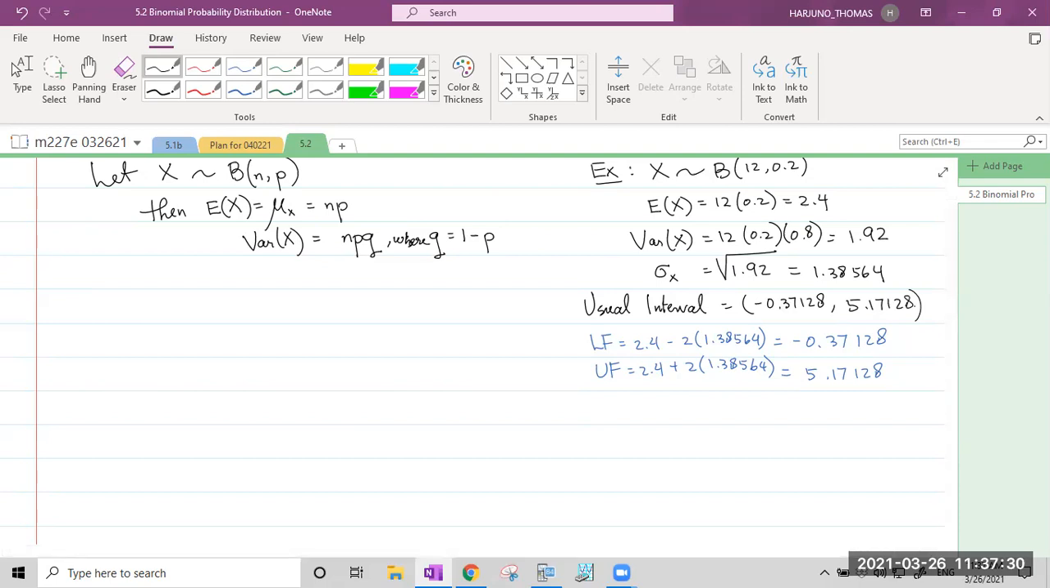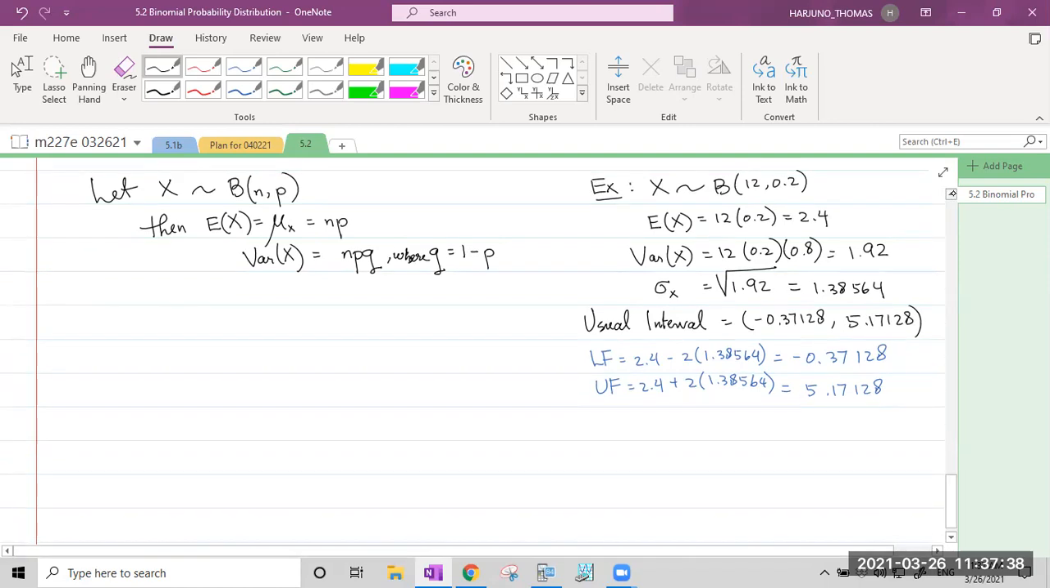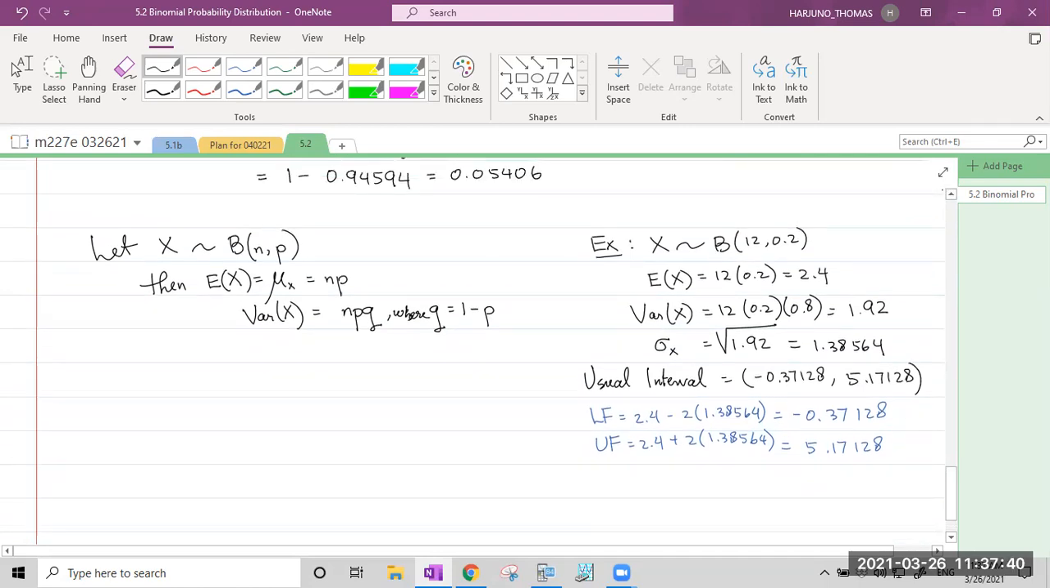So you don't expect to have 6 or more students already vaccinated. You don't expect that to happen. Okay, you expect around 2.4 more or less, maybe 2, maybe 3, maybe 1, maybe 4, maybe even 5, right? But 6 is very unlikely already. Okay, that's the purpose for us to find the expected value and the variance.